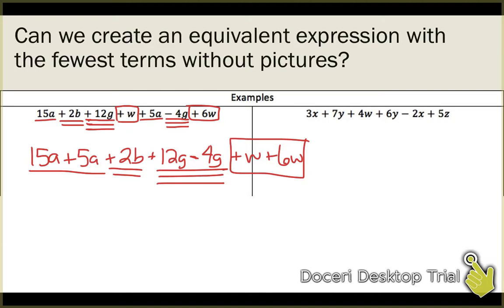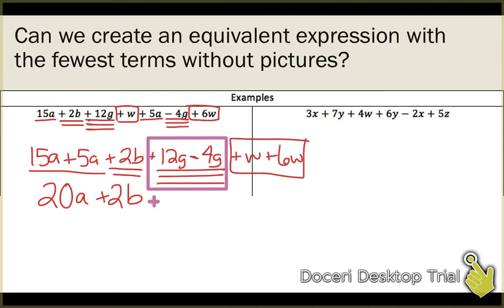Now we can actually solve it. So I have 15a plus 5a. Well, I have 15 plus 5, which would give me 20a. And then 2b I don't do anything with. And now I'm looking at 12g minus 4g. Well, that gives me 8g positive. And then w plus 6w would give me 7w. So that's my answer.